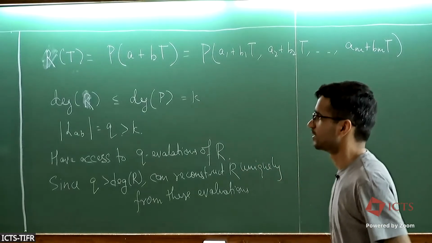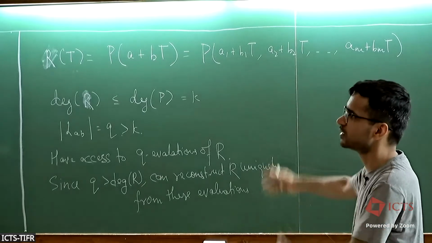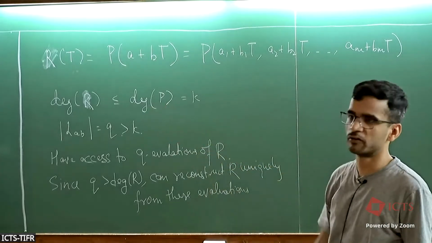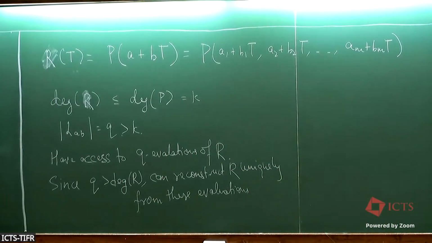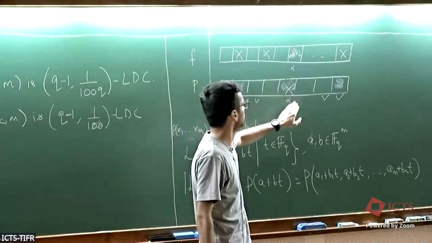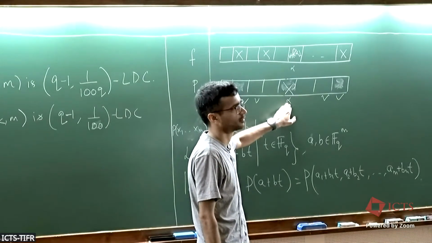Okay, good. So now given this, do you see a way of getting a local decoding algorithm, at least in the case that we have access to a table of P, except for this one location alpha, where we don't have access? I want the value of P at alpha. So what should we do?